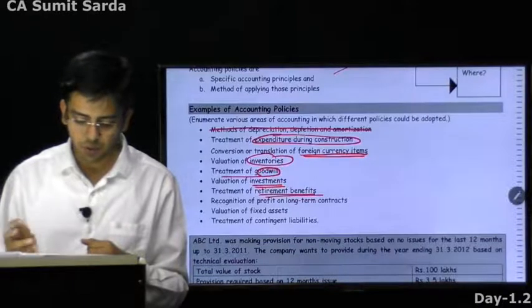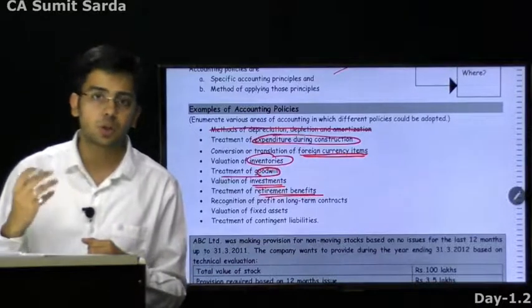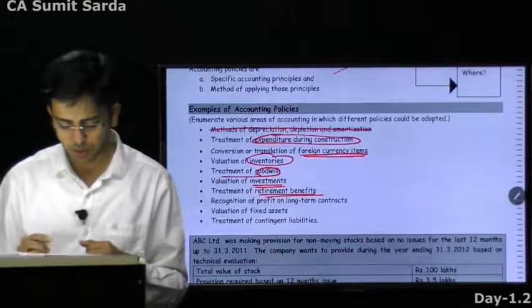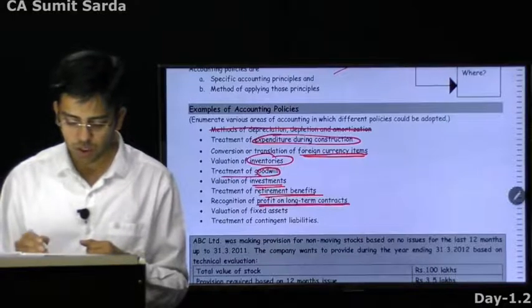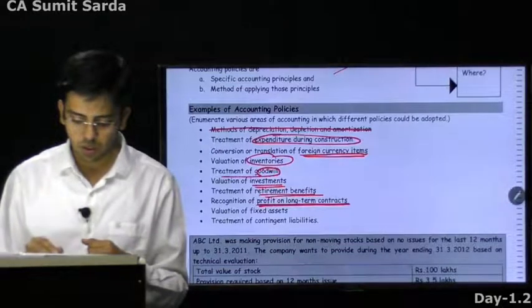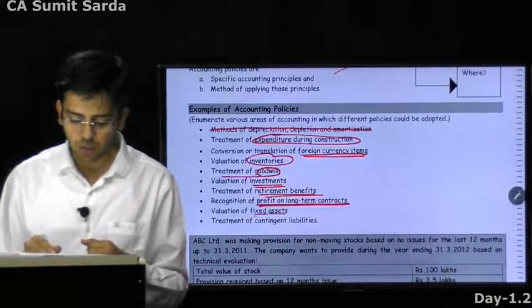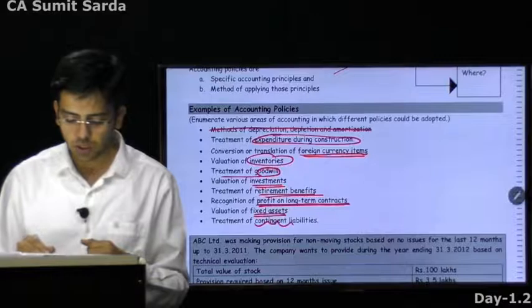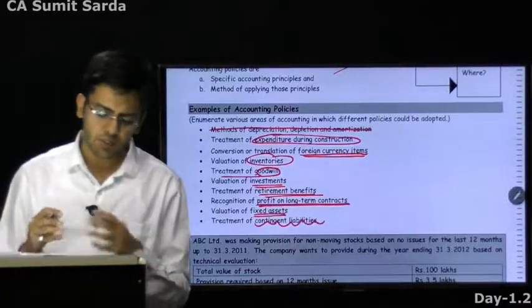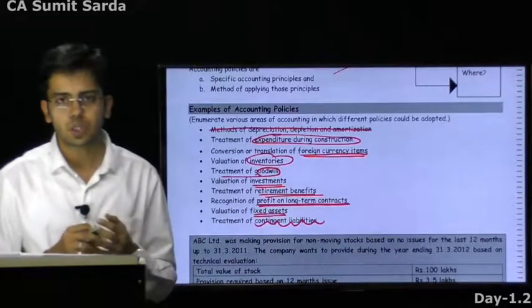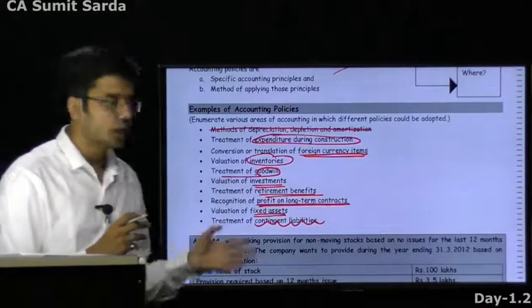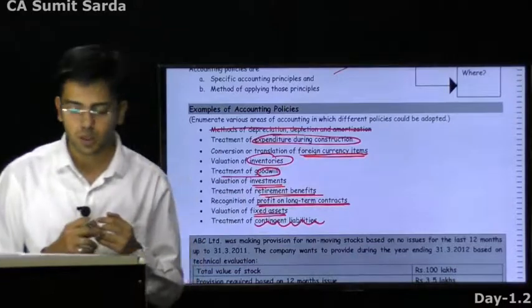Retirement benefit. This is something we are going to deal with AS 15. This is going to be a new standard for you. We haven't learned this earlier. Recognition of profits on long-term contracts. On long-term contracts, how the profit is to be recognized. Fixed assets, how do we value our fixed assets, and what is the treatment of contingent liabilities in our books. So there can be various examples, but if they are significant, we are going to disclose the same as to what we have done, how the accounting has been done for the following corresponding items.